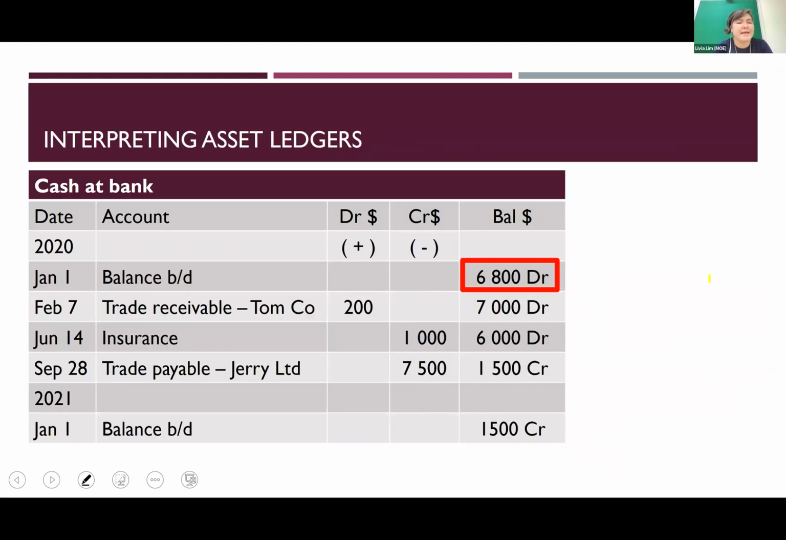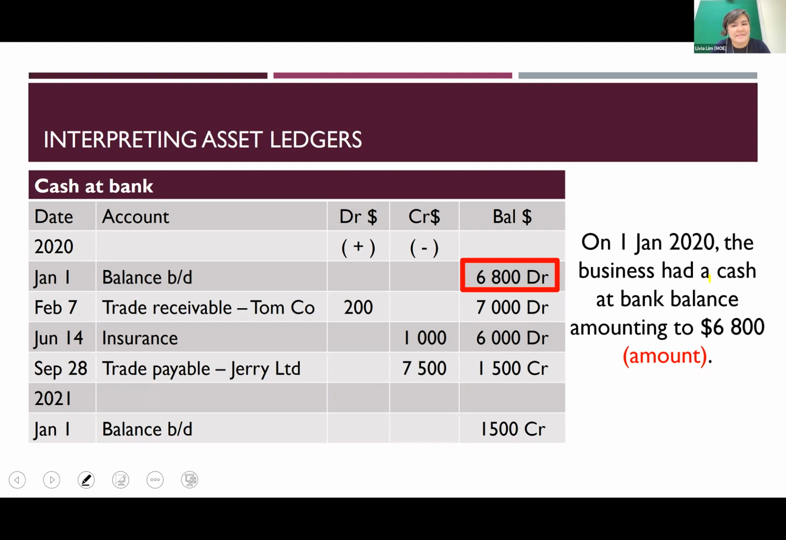So this is a very straightforward asset account. It's a cash at bank account. And oftentimes you are asked to describe the balance brought down on different dates. So again: who is involved, what happened, how much, and how was it transacted? Let's remember that. So balance brought down on 1st of January would be something like this. On 1st of Jan 2020, that is the date, the business had a cash at bank balance. This cash at bank balance is telling me what you are describing. And the amount is $6,800. All right, so this is still fairly straightforward.